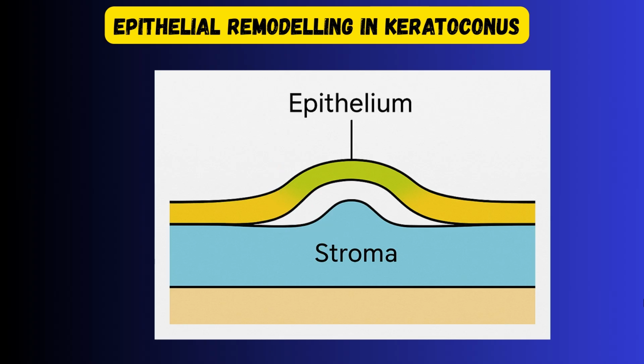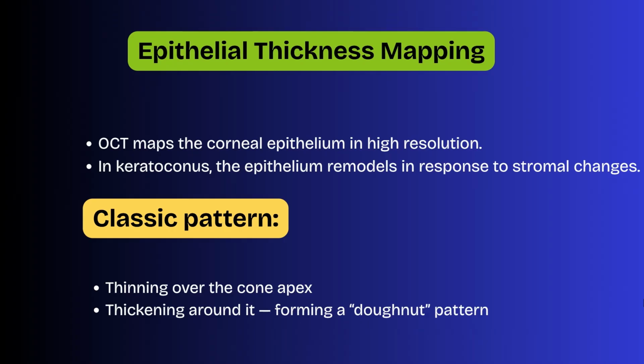The epithelium, which is the outermost layer of the cornea, responds to this by undergoing remodeling. It becomes thinner over the cone and thicker in the surrounding annular zone. This creates a characteristic epithelial donut pattern, that is thin centrally over the cone and thick in the surrounding ring. Now, why is this important? This epithelial remodeling serves to smoothen out the stromal protrusion, making the anterior surface appear deceptively normal on topography.